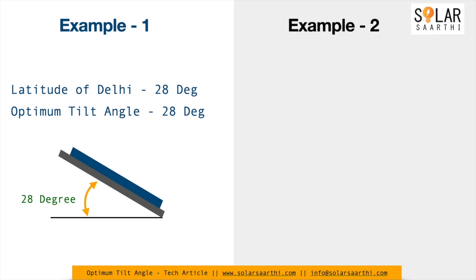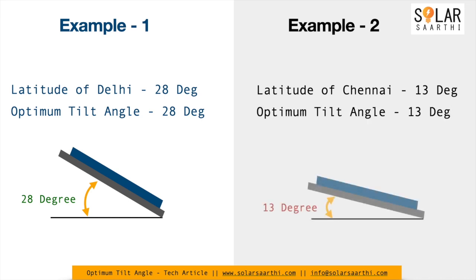Similarly, if we need to plan a solar PV rooftop system in Chennai, the latitude of Chennai is around 13 degrees, so the optimum tilt angle of my solar PV module should be equal to 13 degrees.